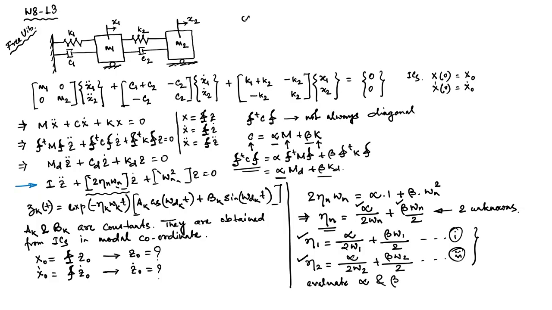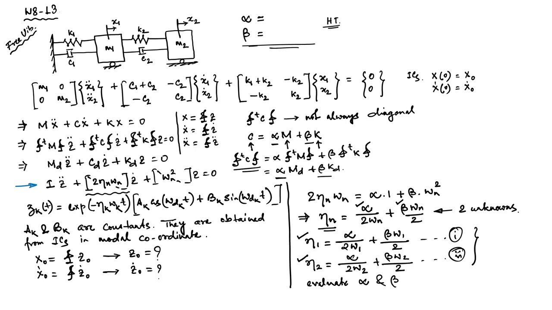Now, you can consider first 2 modes and find out a closed form expression for alpha and beta, which is normally available in the textbook, but I do not derive it. You have to solve these 2 equations and find out the closed form solution for alpha and beta. This I leave as a home task for you. It is very simple, you just solve these linear equations. What you know are eta 1, eta 2, omega 1, omega 2, and then you can easily solve for alpha and beta. That is how we actually quantify damping in a dynamical system.